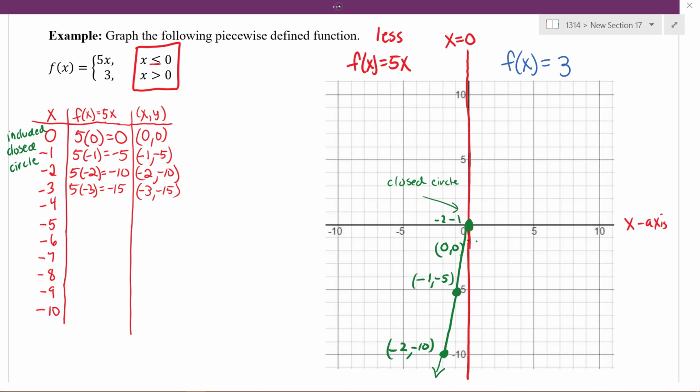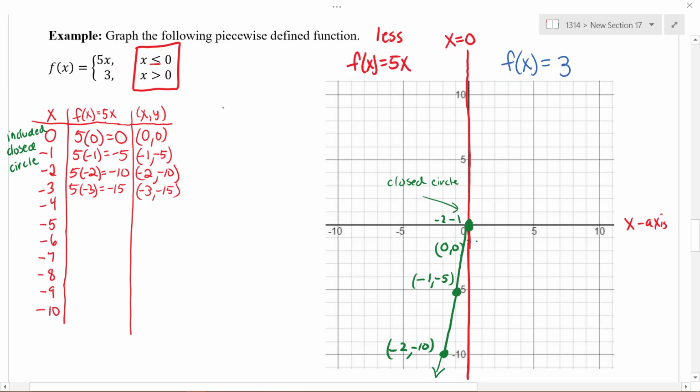So since it was included for that graph, we put in a closed circle. Okay, so what we're about to do for the next equation is going to be a little bit counterintuitive at first. We're going to make a table again. We're going to plug in some x values into that second equation, which is just 3, which is nice. This might be uncomfortable at first, but I want you to include the cutoff point of 0 here as well.